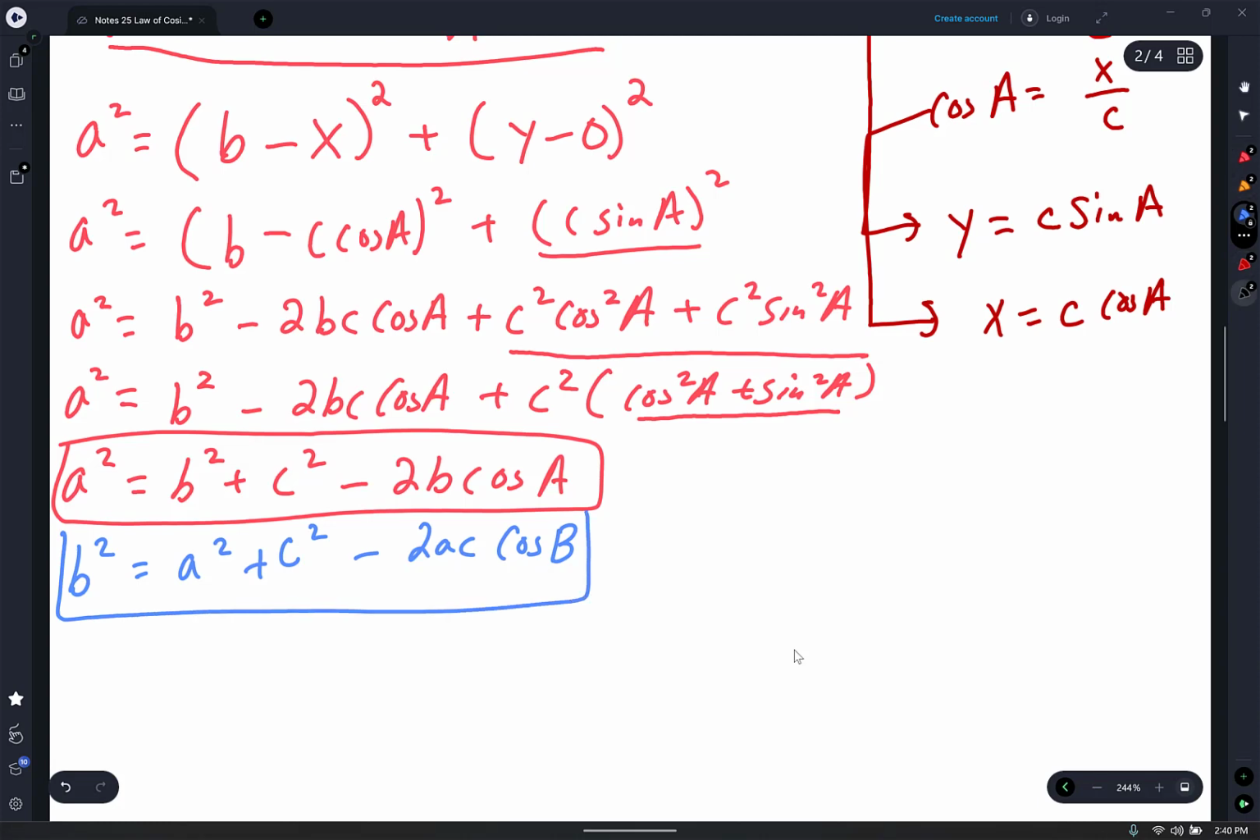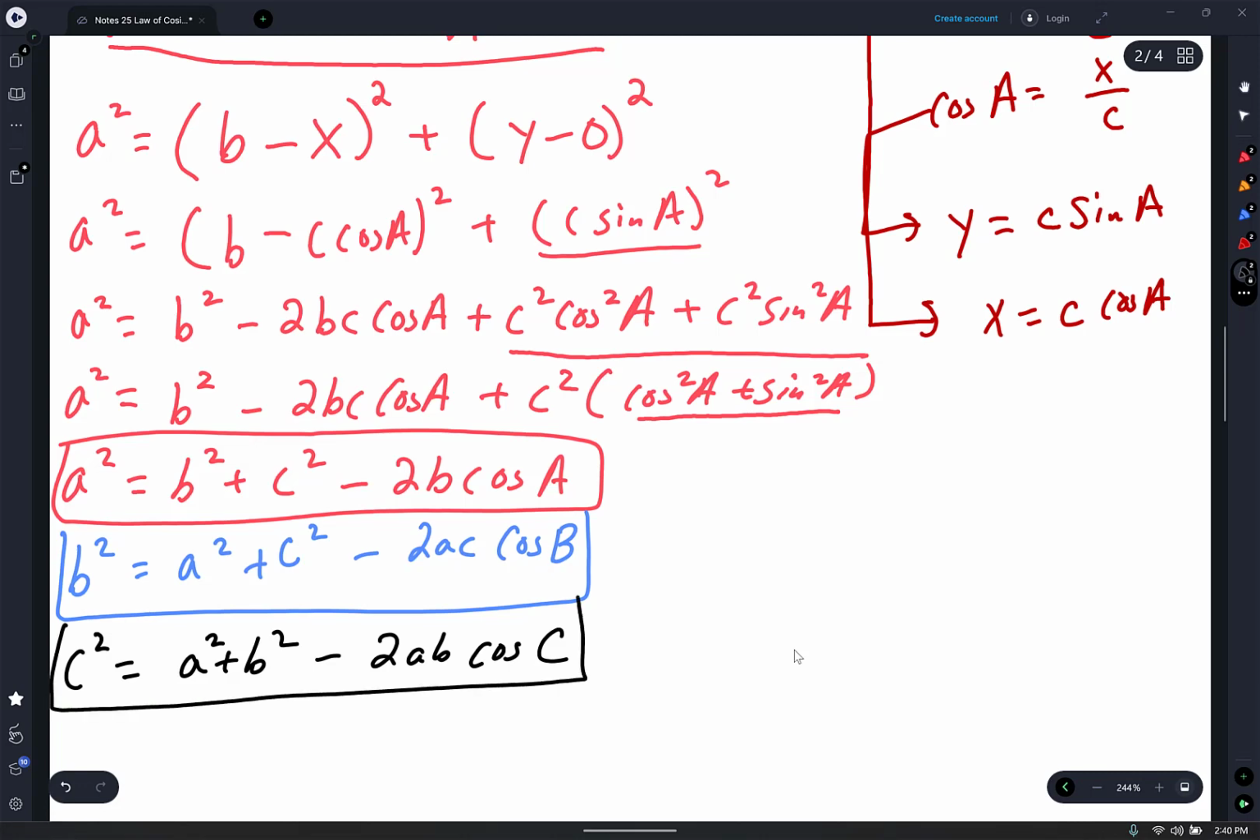Chop, what if you wanted to find c squared? Okay, that's fine. c squared equals a squared plus b squared minus 2ab cosine c. I guess this is the one that looks most like the Pythagorean theorem. All three of them are law of cosines.